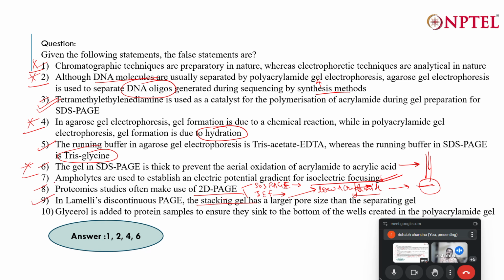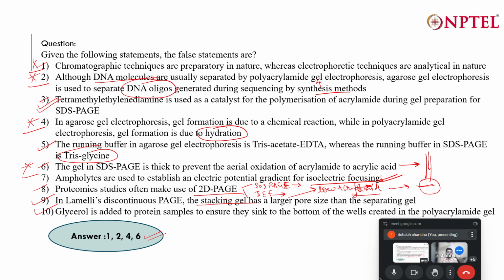Now the last one: glycerol is added to protein samples to ensure they sink to the bottom of the wells created in the polyacrylamide gel. Yes, this helps in basically increasing the weight of the protein. So the correct answer, that is the four false statements, are 1, 2, 4, and 6. Any doubts?